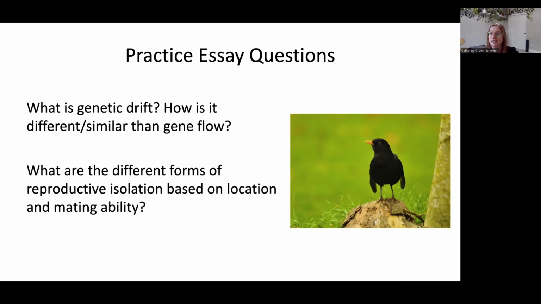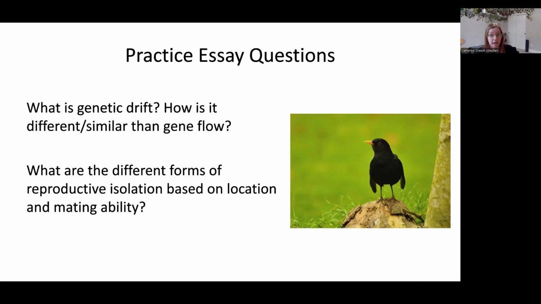Gene flow is immigration and emigration. So it's genes being added to or leaving your population. What are different forms of reproductive isolation? We have prezygotic and postzygotic. And based on location and mating ability, that would be like this bird here. If it does not sing the correct song, it's not going to get recognized by its mates. That would be behavioral isolation.